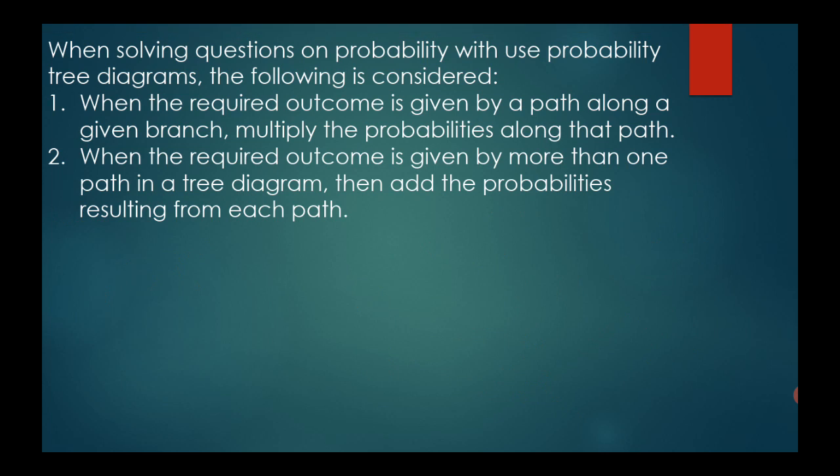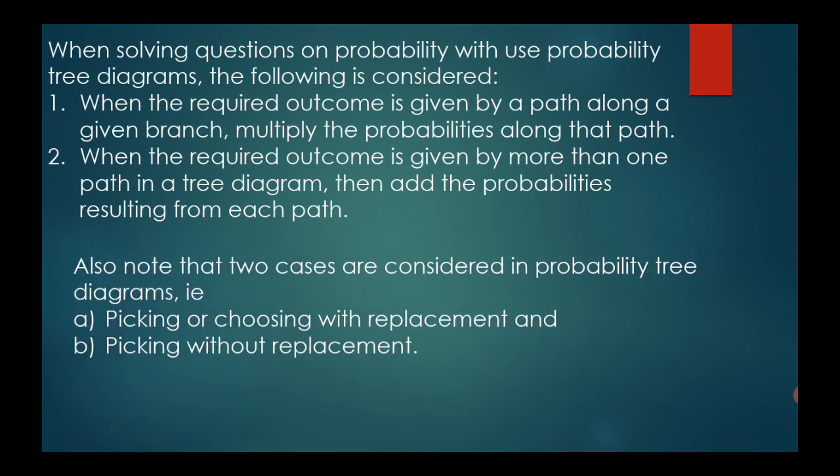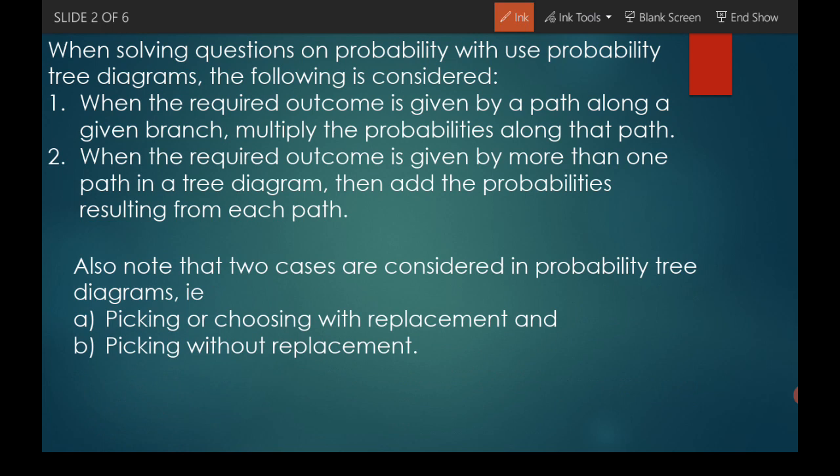Again, we need to note one other thing. From what we've been discussing above, two cases are considered. We have picking or choosing a given object and you replace it. In other words, you pick it and then you return it to the box. Or you can simply pick an item and then you don't return it, without replacement. So those are the two cases that we have to consider in probability tree diagrams.